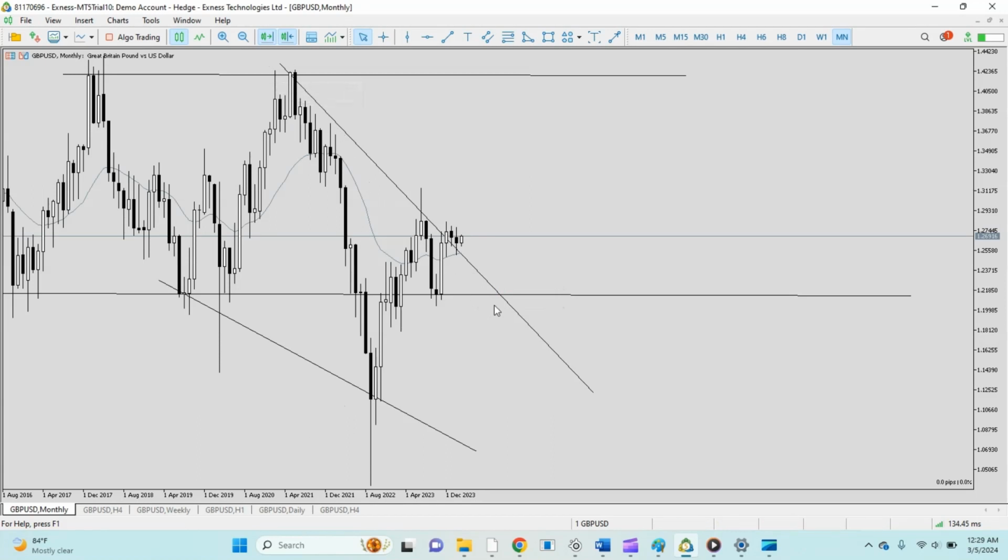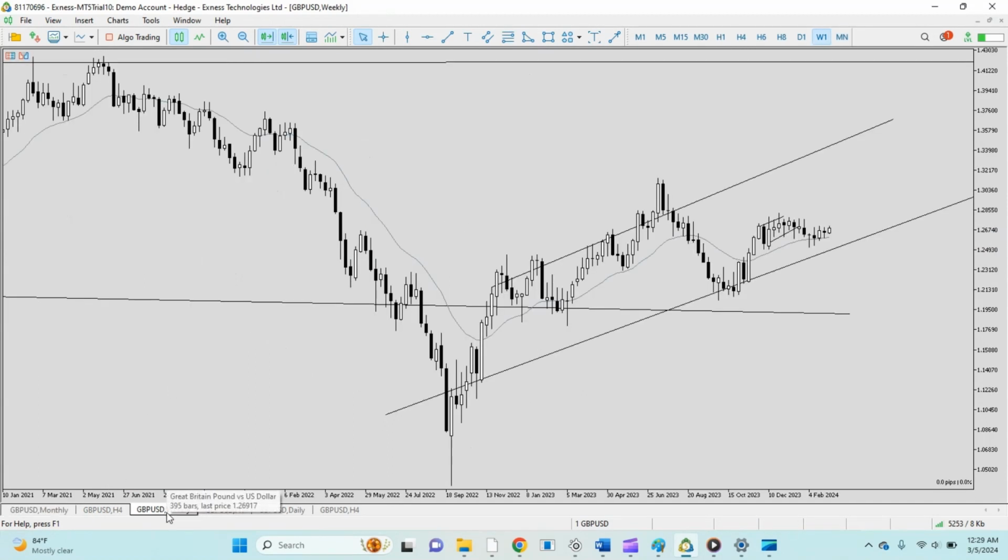This is a trend line. We are going to see if the market is going to respect this trend line and come back. It's in the monthly chart. The market is still bullish. So let's go to the weekly.